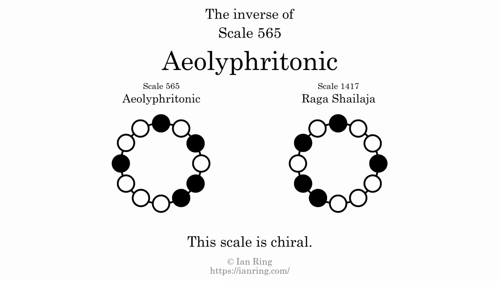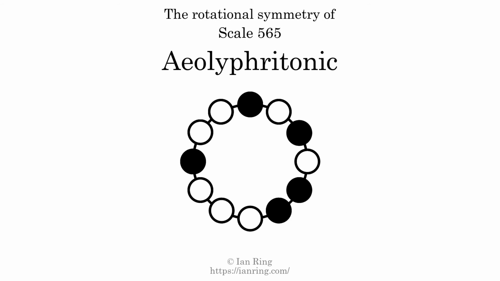The inverse of a scale is a mirror image. It is what you get when the sequence of intervals is reversed. The inverse of this scale is scale 1417, also known as Raga Shailaja. This scale is chiral. It cannot transform into its inverse by rotational transformation. This scale has no rotational symmetry.